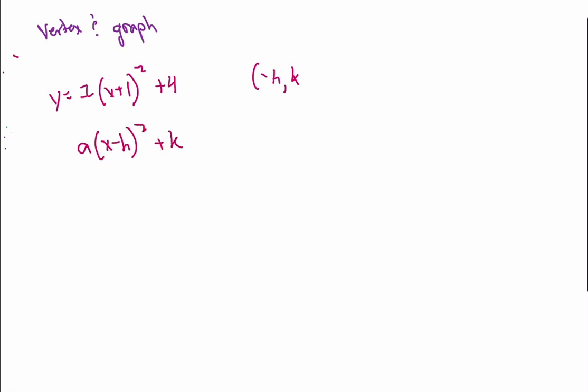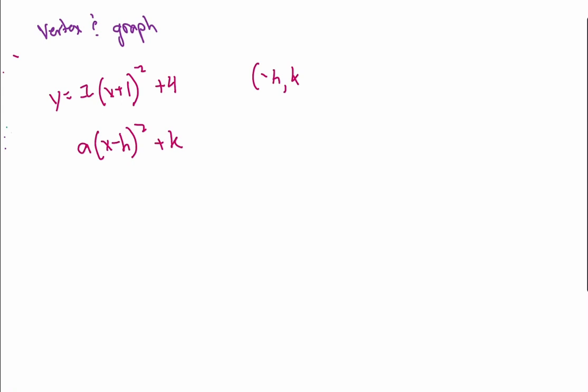Let's graph an equation in vertex form. So if we have y equals negative 2 times (x plus 1) squared plus 4, let's figure out how to find the vertex and how to graph it. Like I said, if we're in vertex form, it's much simpler to get the vertex. We want to do negative h comma k. So if we rewrite it with our formula, we have a(x minus h) squared plus k.